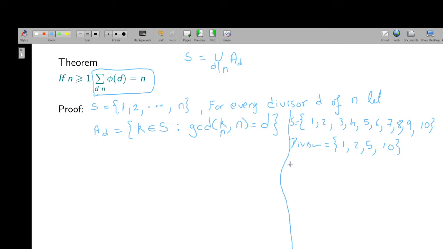So what is A1 in this case? It is the integers in S which are relatively prime to 10. So that is 1, 3, 7, 9, and that's it. What is A2?